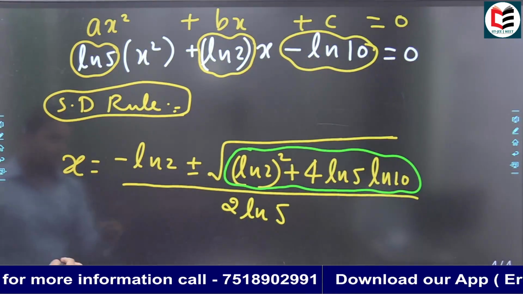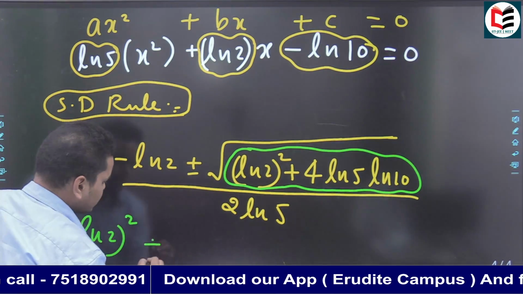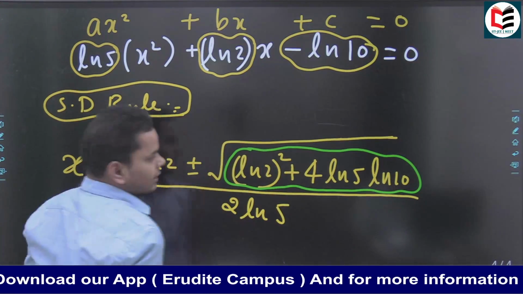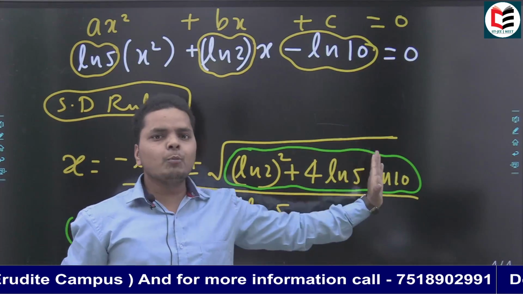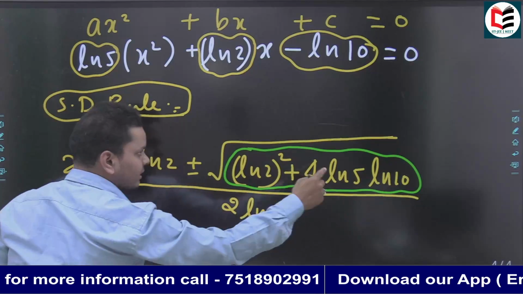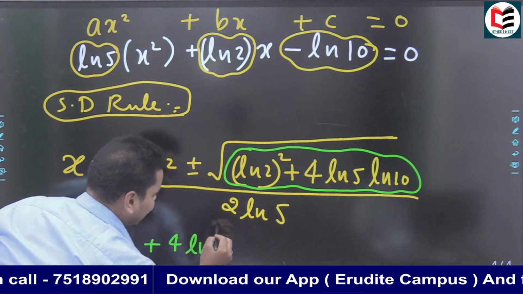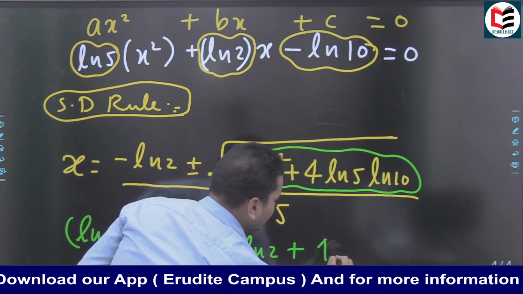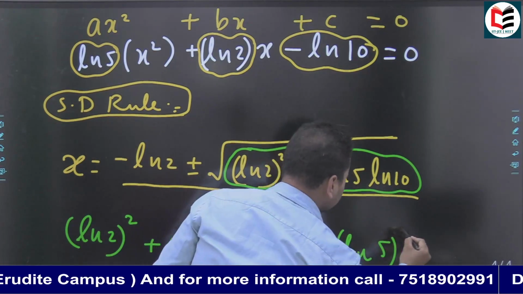What will we get here? (ln 2)² + 4 ln 5 × ln 10. If we split ln 10 into ln 2 plus ln 5, then multiplying 4 ln 5 by (ln 2 + ln 5), we get 4 ln 5 × ln 2 + 4 (ln 5)².